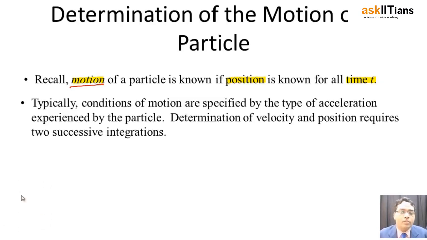Taking it further, what we need to understand is this. When we talk about motion, typically conditions of motion are specified as to what is the type of acceleration experienced by the particle, right? Therefore, for the determination of velocity, when we know how much the acceleration of a particle is, that is going to tell us how much the velocity of that particle is going to be. And therefore, integrating the acceleration will give us the velocity, and further integration will give us the position as a function of time, obviously.